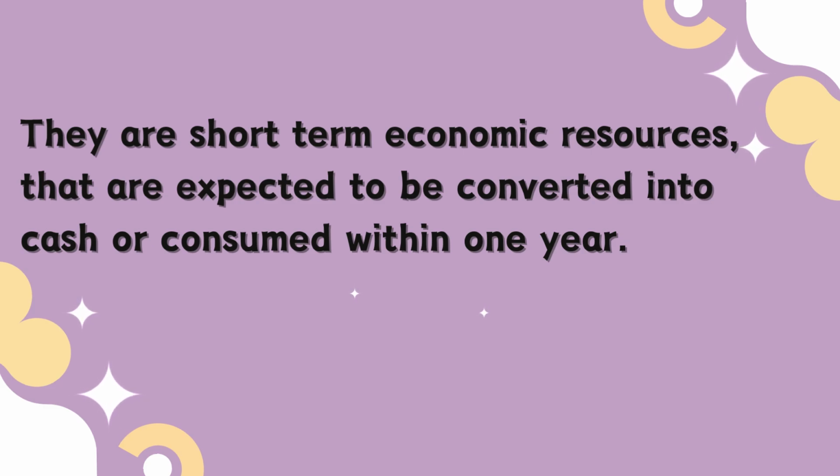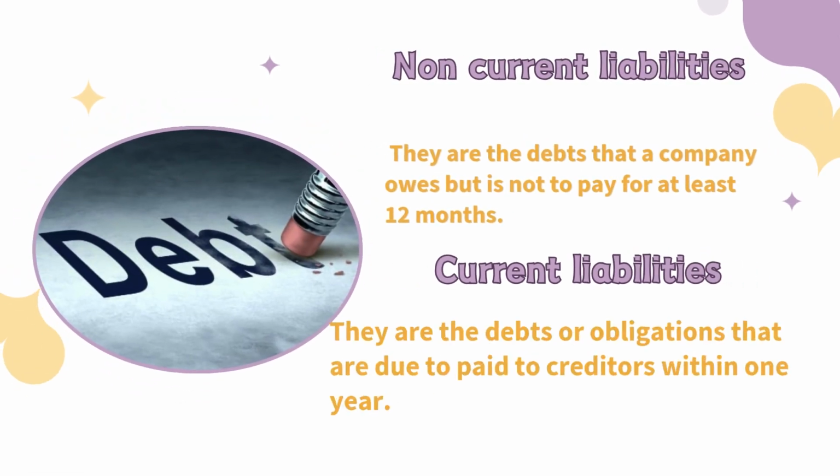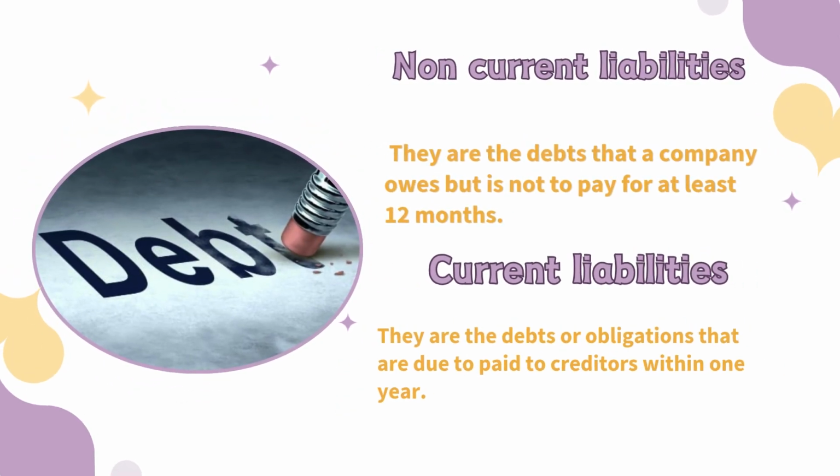Now let's move to the other section of the balance sheet: the liabilities. In the liabilities, we can find two major parts: non-current liabilities and current liabilities. Non-current liabilities are debts that the company owes but is not due to pay for at least 12 months. However, the current liabilities are the debts or obligations that are due to be paid to the creditors within one year or less.